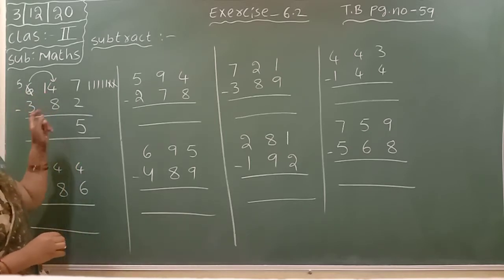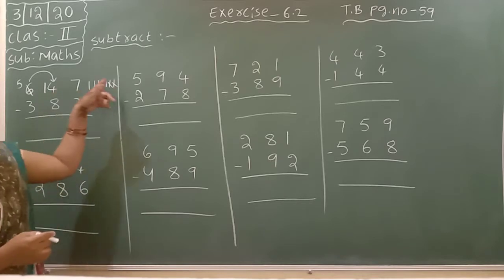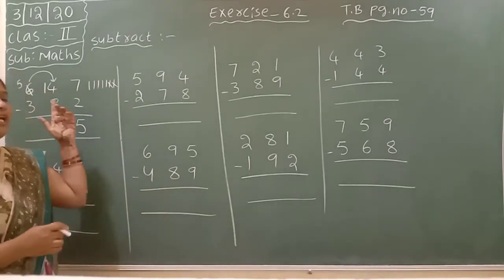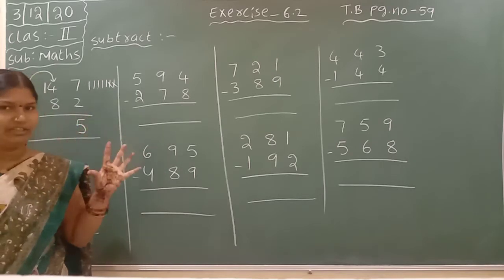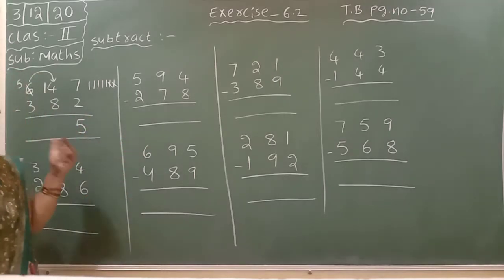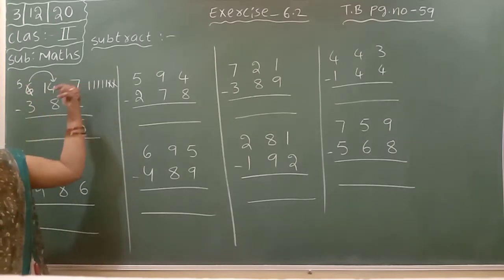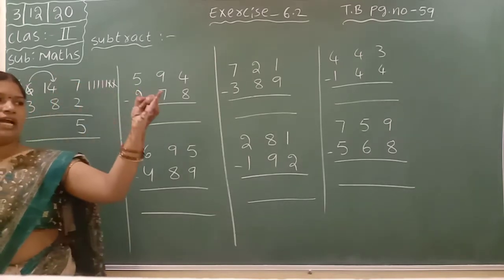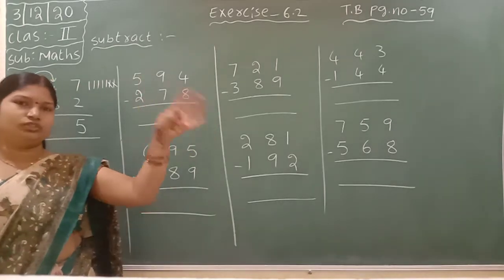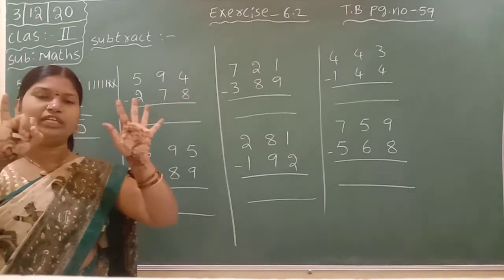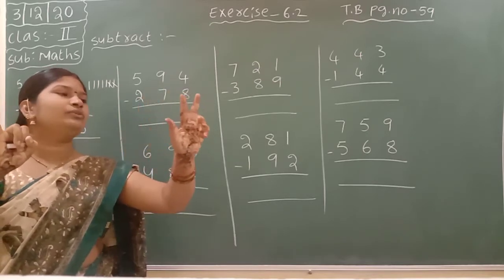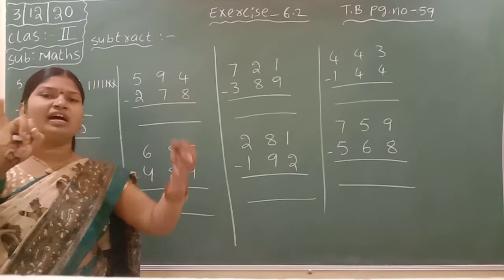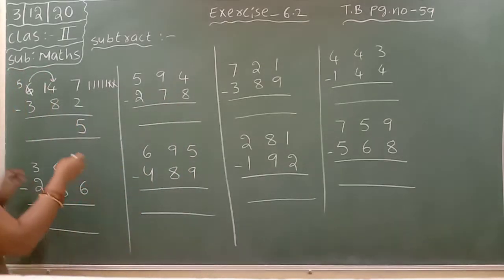14 minus 8. Drawing 14 lines is impossible, and opening 14 fingers is also not possible. Why? Because we have only 10 fingers. So here we have to count 8 after to 14. 8 after: 9, 10, 11, 12, 13, 14. How many fingers did I open, children? Count once. 1, 2, 3, 4, 5, 6. The number is 6. You have to write it down.